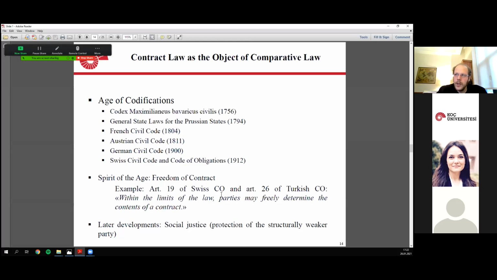For example, if you have a look at the Swiss Code of Obligations and the Turkish Code of Obligations, within the limits of the law, parties may freely determine the contents of the contract. So it was up to the parties how to regulate the relationship between them, and only in exceptional cases did the law impose some mandatory rules. These mandatory rules have in time increased.